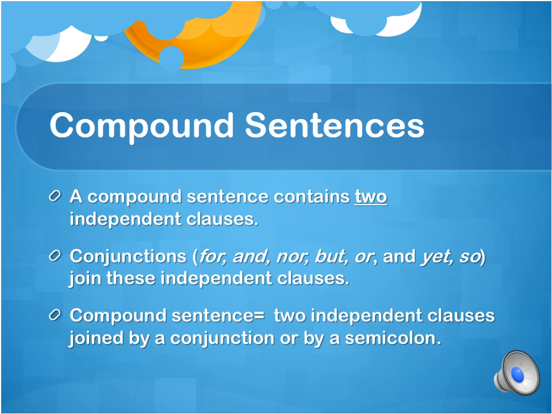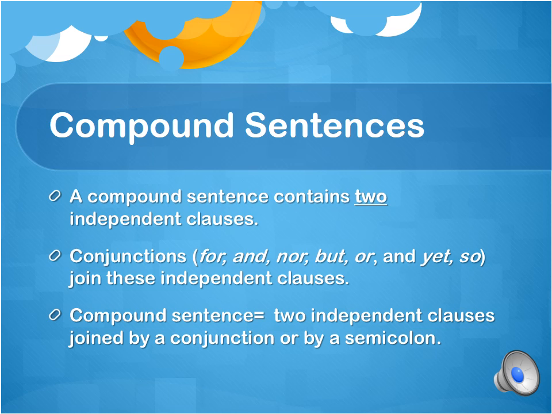The next type of sentence that we're going to look at is called a compound sentence. A compound sentence contains two independent clauses. So that means it contains two complete sentences. And these sentences, or two independent clauses, are combined by a comma and a conjunction. They can also be combined by using a semicolon as well.